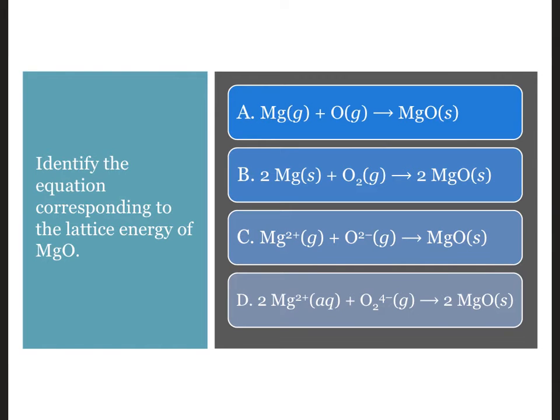What if we considered the formation of a magnesium oxide lattice? Which equation shows the correct way to indicate the lattice formation? The best answer here is C. We're looking for gas phase ions reacting to form a solid ionic compound.